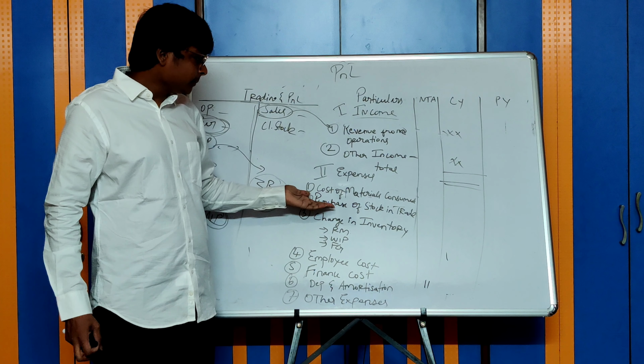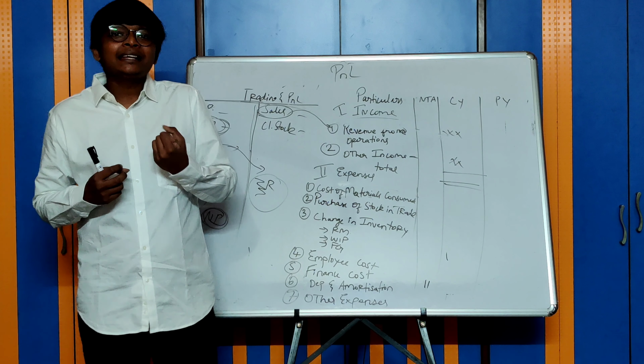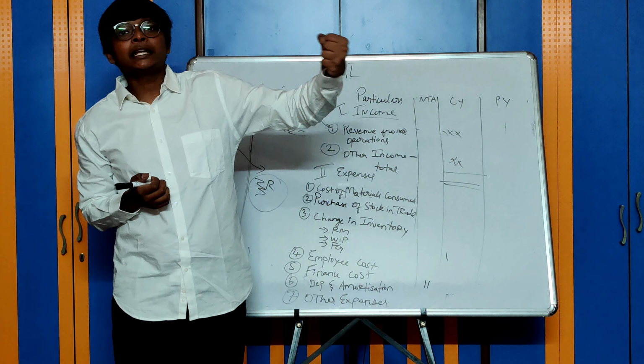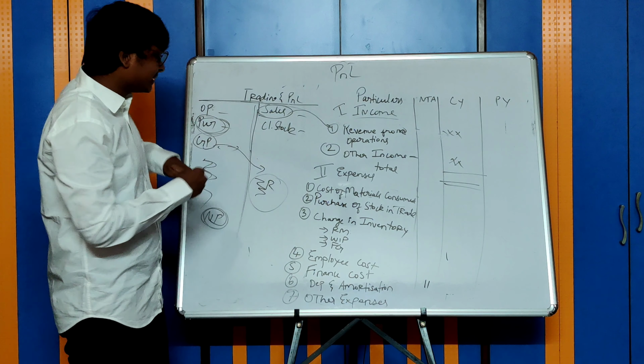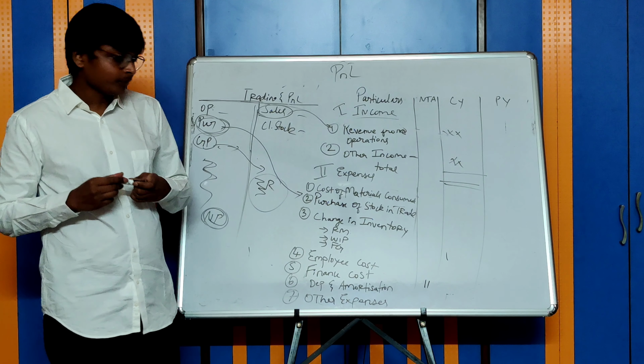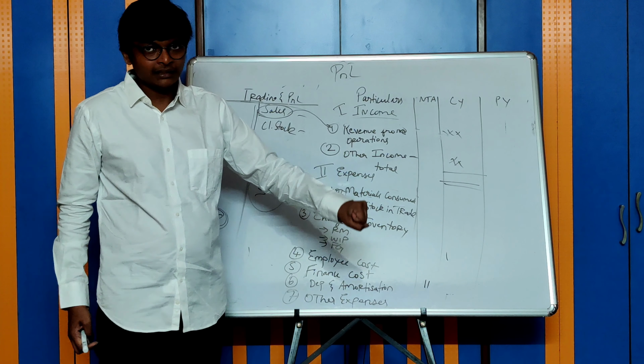Next, second item is purchase of stock in trade. Let's take example of a trading concern, supermarket. They buy goods and then they sell goods. So all those purchases will come under purchase of stock in trade. Next is changes in inventory. We will discuss this in the last.